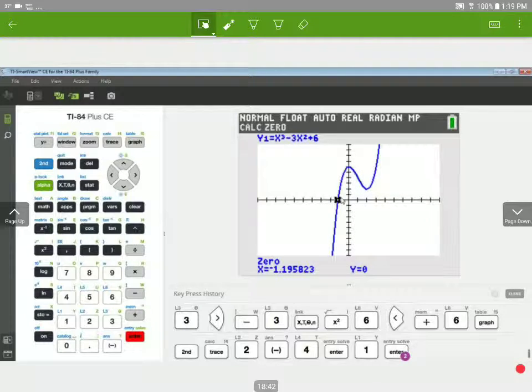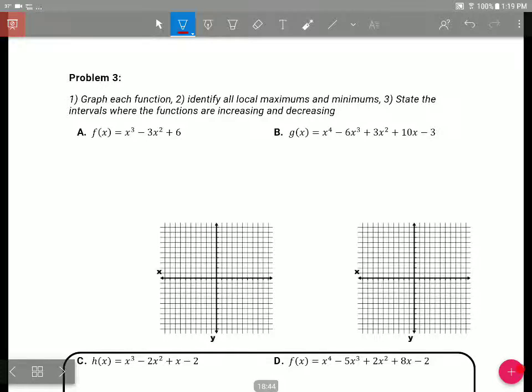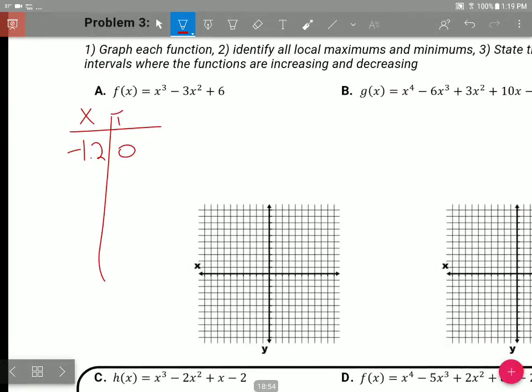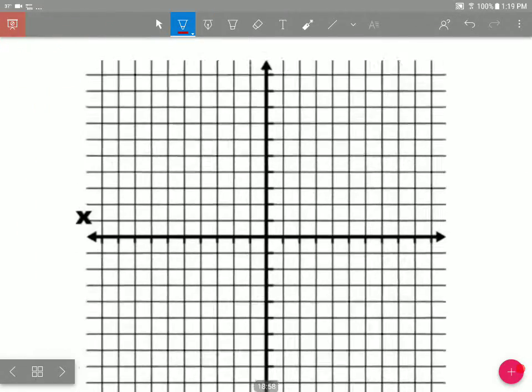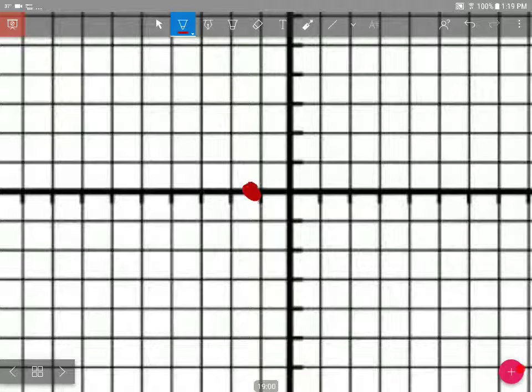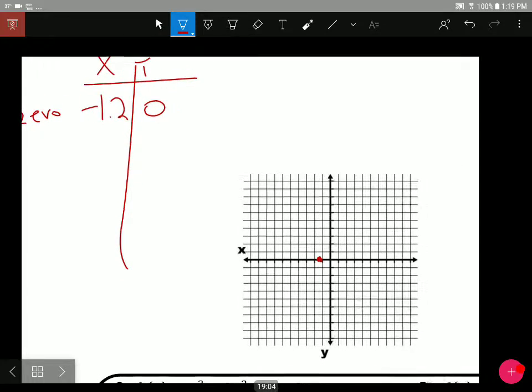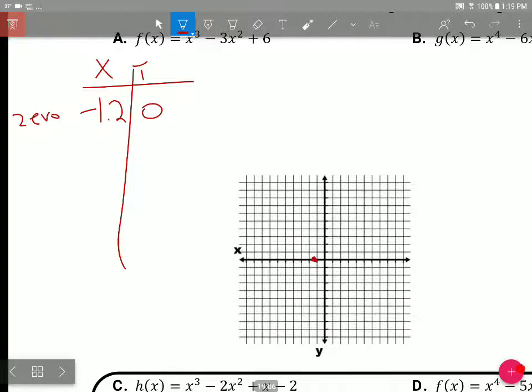So we can go back to our graph. And we know that we have a 0, negative 1.20. That is a 0. And I can go ahead and graph it. Negative 1.2. Right there. That's my 0. Cool? All right.